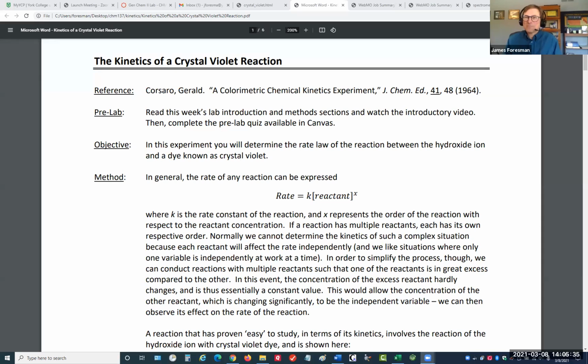Okay, so this lab is called the Kinetics of a Crystal Violet Reaction. We're going to be measuring the speed of a reaction. There are two reactants involved, and so we're interested in knowing what is the order of the reaction with respect to each of those. And we'll also be able to compute a rate constant for the reaction.